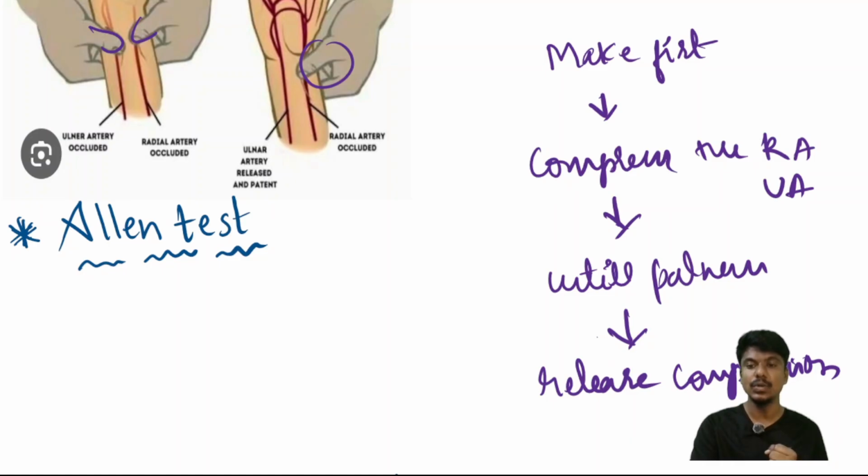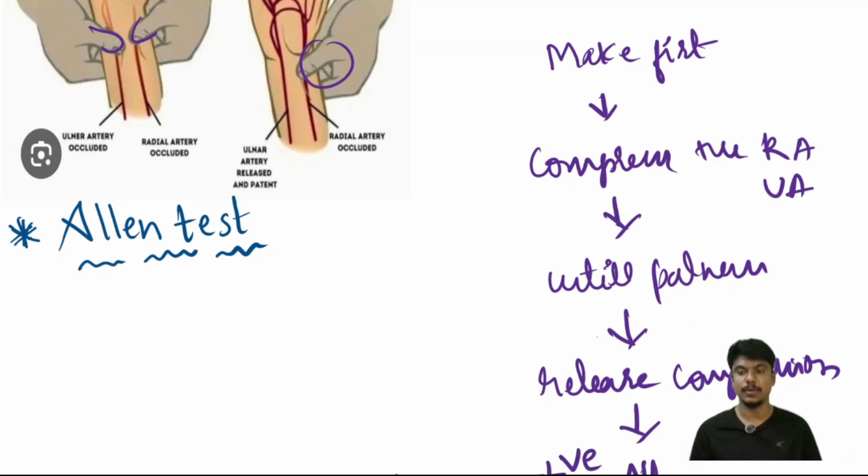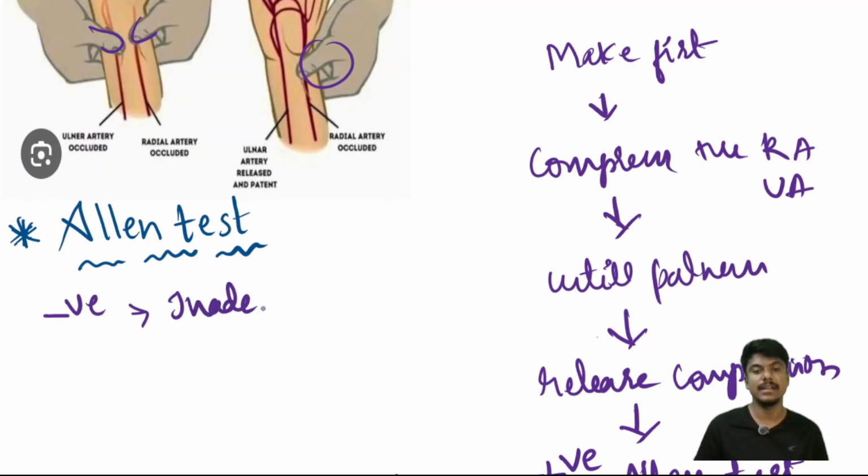If the hand turns pink, that means a positive Allen test, meaning the ulnar artery is producing adequate blood flow. A positive Allen test is normal and indicates adequate collateral circulation. If it is a negative Allen test, there is inadequate blood flow.